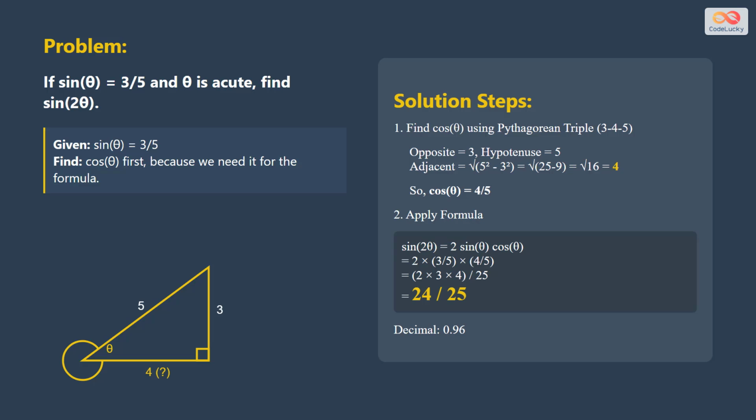Here is a classic problem type. You are given that sine of theta is 3/5, and you need to find sine of 2 theta. First, draw a triangle to find cosine of theta. Using Pythagoras, we find the adjacent side is 4, so cosine is 4/5. Then, we simply plug these fractions into our formula to get 24 over 25.